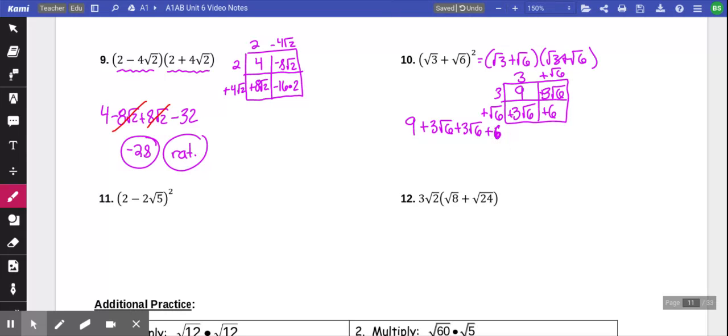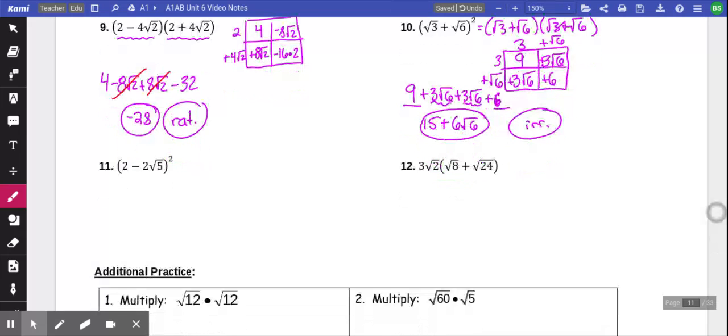And we can combine the like terms. 9 and 6, we can combine to 15. Plus, there are 3 radical 6's plus another 3 radical 6's. Since we're adding, we just add the numbers out front and say that this is 6 radical 6's. You should think, can we simplify 6 radical 6? The answer is no. We still have a radical, which would make this irrational.